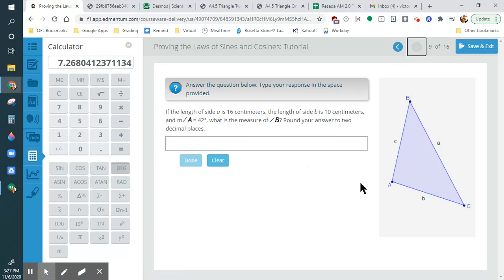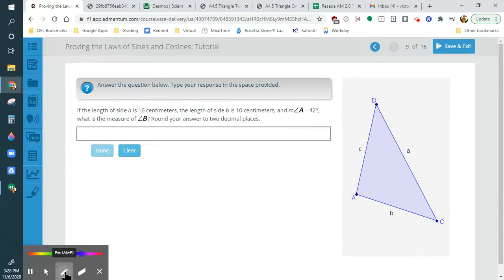So now that I know what Edmentum means, it's like we already know how to do that, Edmentum. That's not the standard that we're testing for right now. Little a is 16. Little b is 10. Angle A is 42. And you'll notice they don't do this with the sides because they're like, oh, that's too hard.